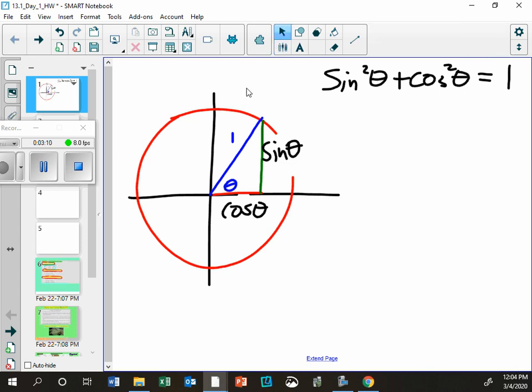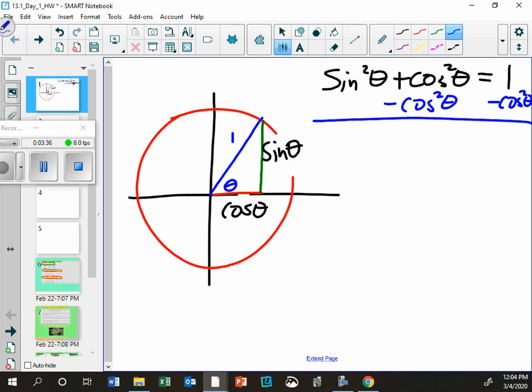Now, we also, I think, agree on some basic rules of math: I can add anything I want to, as long as I do it to both sides, and I could subtract anything I want as long as I do it to both sides. So if this is a fact, then here's something I could derive from it. If I subtract cosine squared from both sides, then these two would cancel, right? I'd have sine squared theta is equal to 1 minus cosine squared. It came from the original fact.